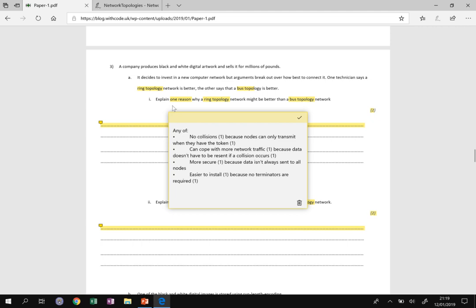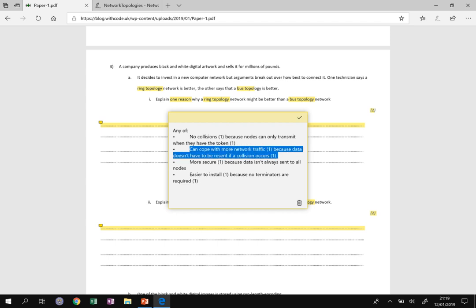So one reason why ring topology might be better than bus: well, it's not possible for any collisions, so 1 mark for making a statement, and then a 2nd mark for explaining it. There's no collisions because in a ring topology, nodes can only transmit when they have the token. This means it can cope with more network traffic. So remember, 2 marks here. If you'd written both of these, you'd get the 2 marks.